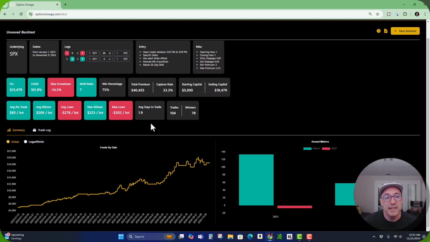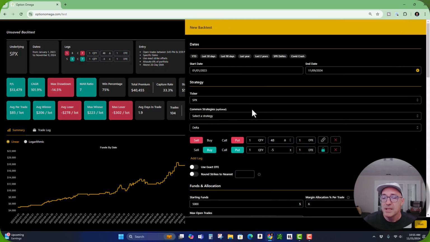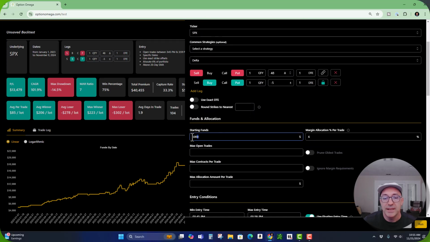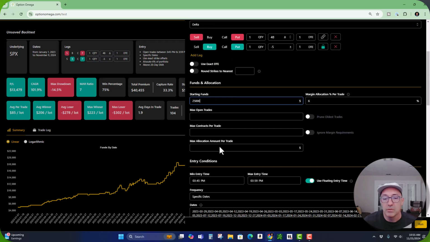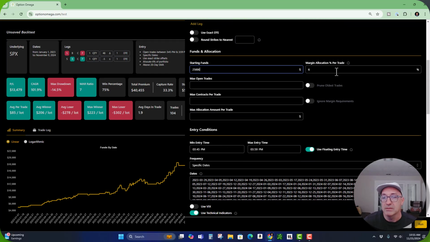So this is a pretty good way to compare fixed contract size versus position sizing at a certain percentage. Again, as you get to larger accounts, 6% is definitely kind of high, but let's change it up a little bit. Let's do the same strategy. We're going to increase the account size to 25,000, and we're going to lower this percentage to something a little bit more acceptable. So let's change the allocation.